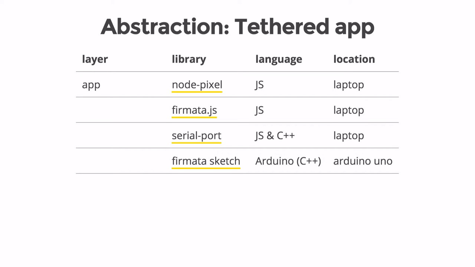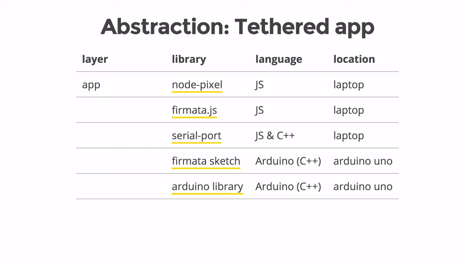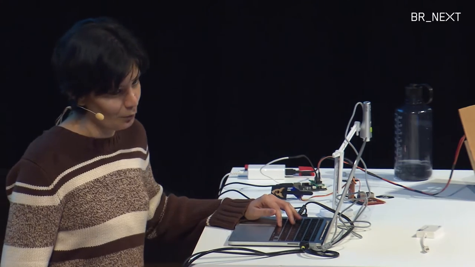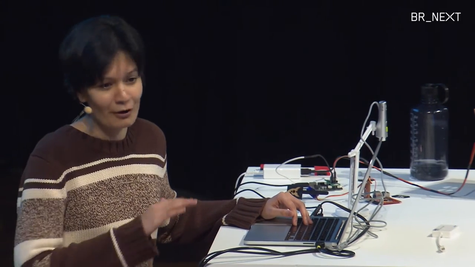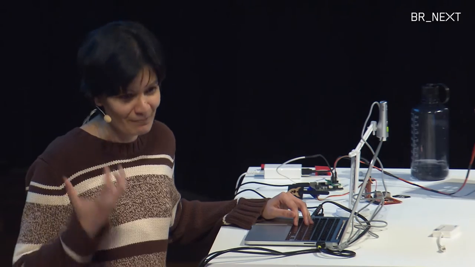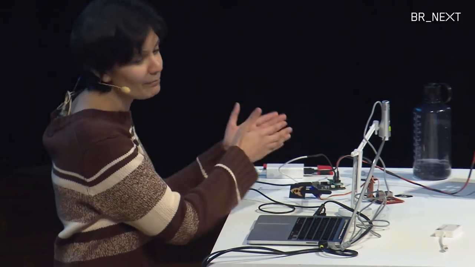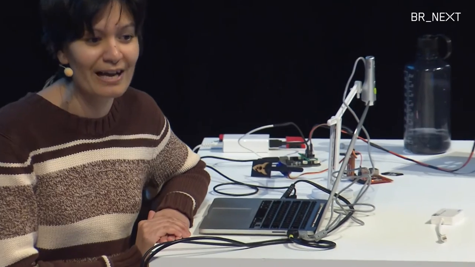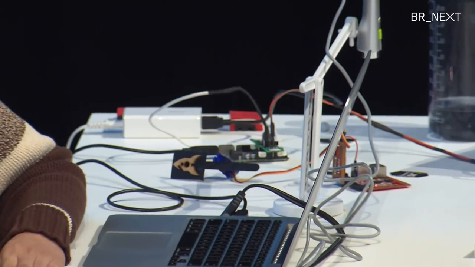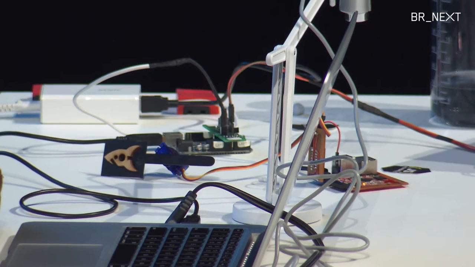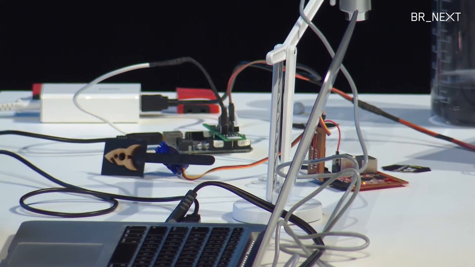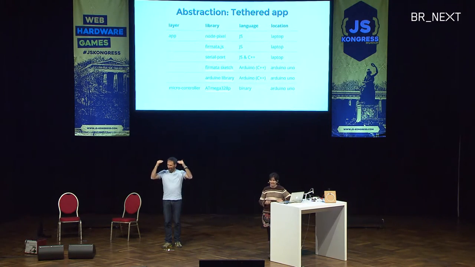From here, it is connected via USB cable to my Arduino board here, and that's where the Firmata sketch is running, written in Arduino, a flavor of C or C++. The Firmata sketch is then talking to the Arduino library running on the Arduino board. And from there on, guess what? We are all binary at the end of the day. It's machine, bare metal code that's running on the microcontroller of the Arduino platform, which is the ATmega328. So this is the abstraction layer. You have the node application talking to Firmata, talking to serialport, all the way down to the microcontroller.